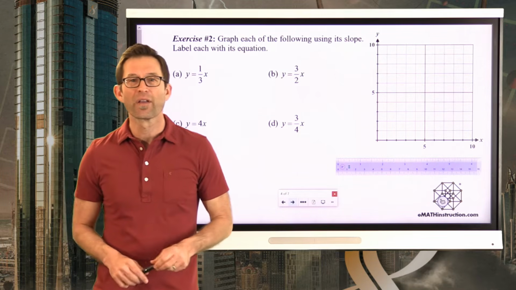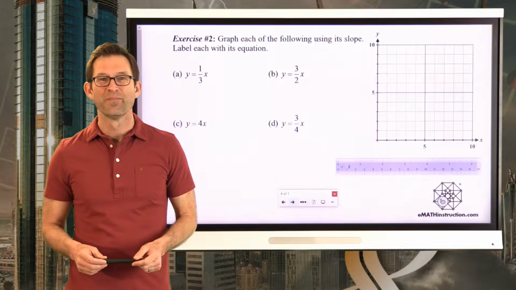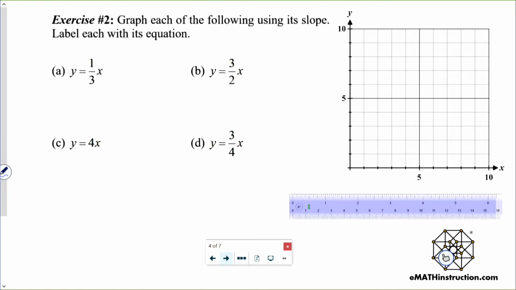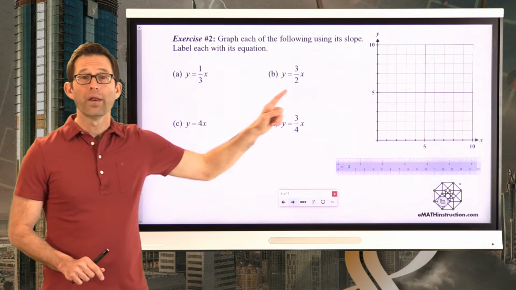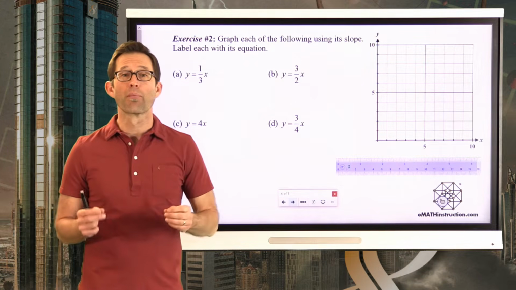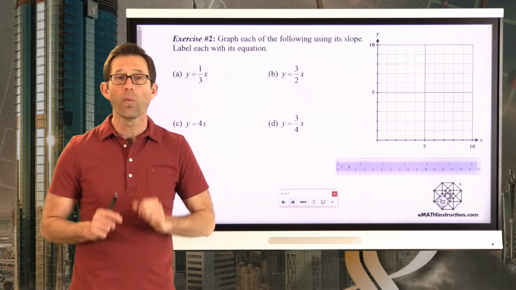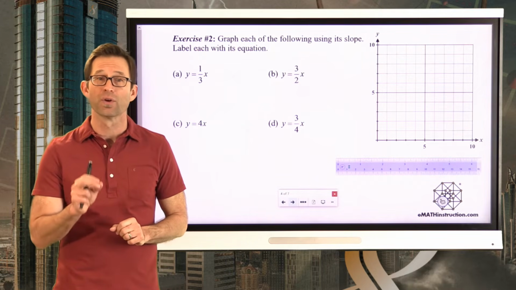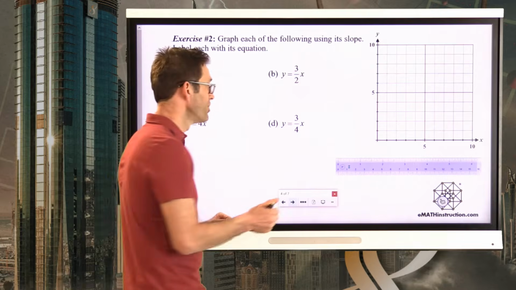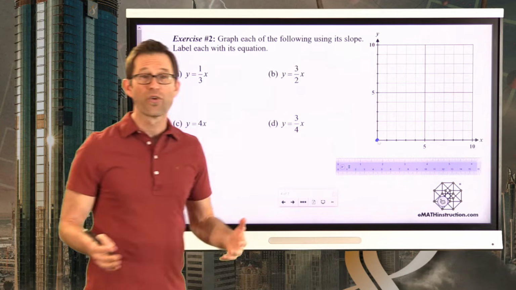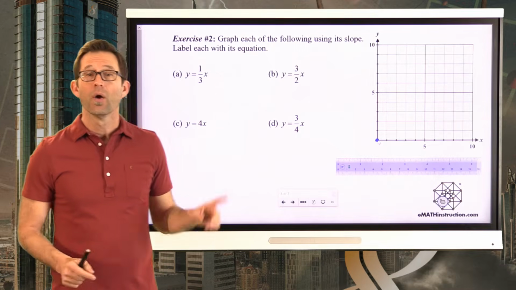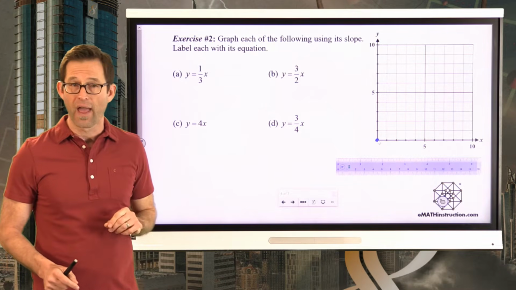So let's get a little workout on that in exercise number 2. Graph each of the following using its slope, label each with its equation. All right, now again, I want to be very clear. Every one of these is an equation of a proportional relationship, which means every one of them is going to go through the point 0, 0. It's going to go through the origin. All right? Now, the question is, what other points does it go through? Well, let's take a look at letter A, right?